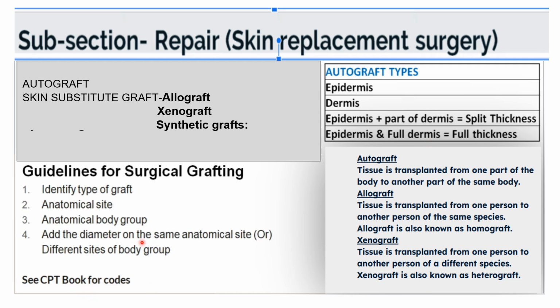Now what are the guidelines for the surgical grafting? First of all, we need to identify the type of the graft. What is the type and what is the thickness, then the anatomical site and anatomical body group. Add the diameter on the same anatomical site or different site of the body group. So like the surgical preparation, we can add the graft also, as long as they are in that fair location. And now in the next slide, I will talk about the different types of the graft.